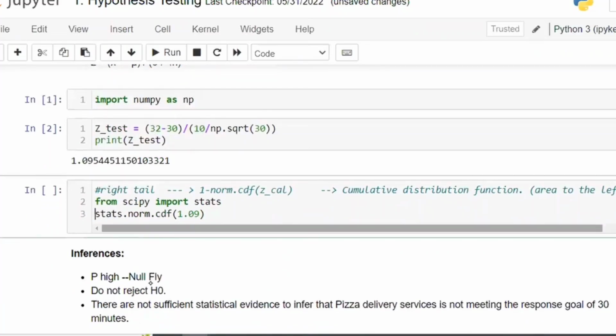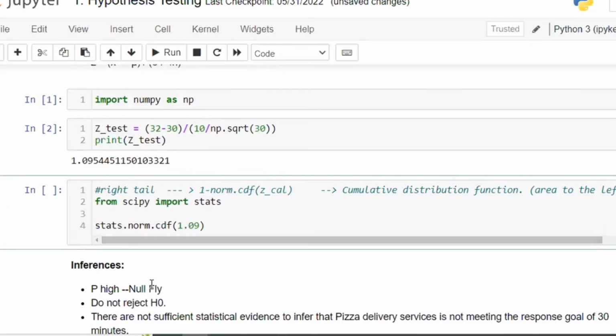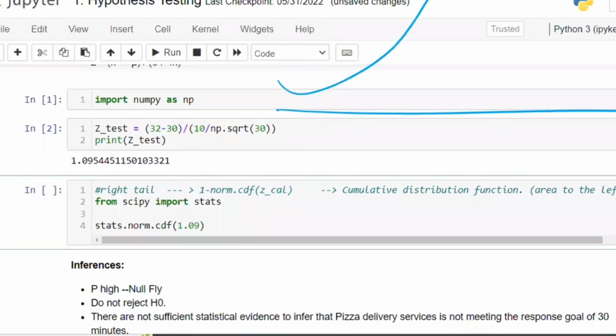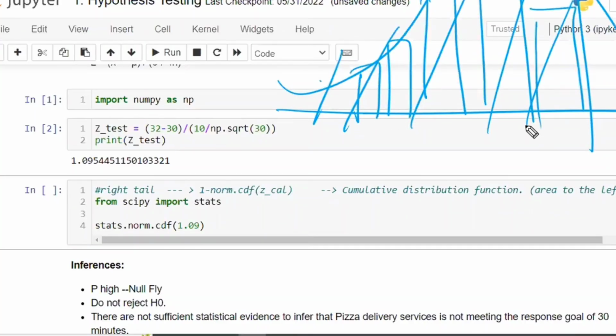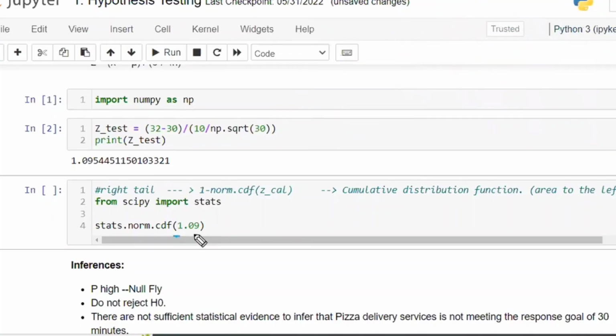Inside the stats module, stats.norm. Norm is normal distribution, dot CDF. CDF means cumulative distribution function. Cumulative distribution function means from here to here. This is the entire area. It will give the entire area like this. Density function means nothing but bars only, histogram only, right? The histogram it is going to add. So just the cumulative distribution function of 1.09.